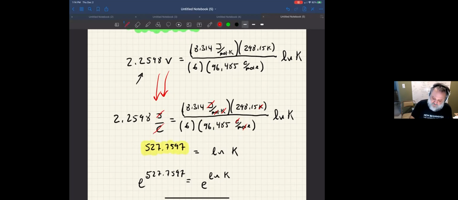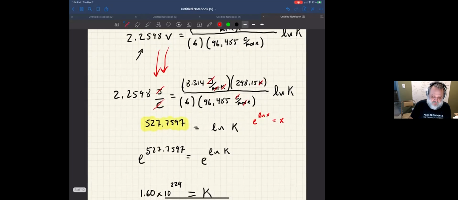And so remember the identity: E to the natural log of X equals X. So if I exponentiate in base E, then I can get rid of the natural log and isolate K. And so that's what I've done here.